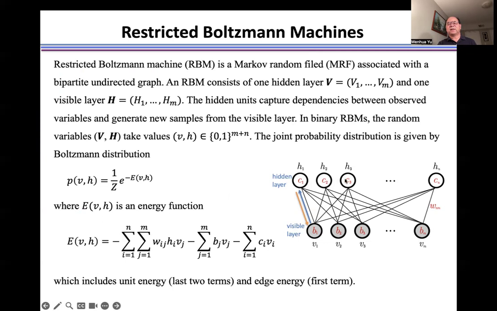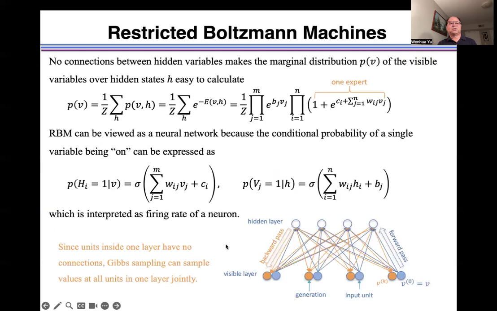The hidden units capture dependencies between the visible variables in the visible layer and generate new samples from the visible layer. The joint probability distribution is given by the Boltzmann distribution, where Z is a partition function and E is the energy function. The first term is the edge energy between units i and j. The last two terms are unit energy.